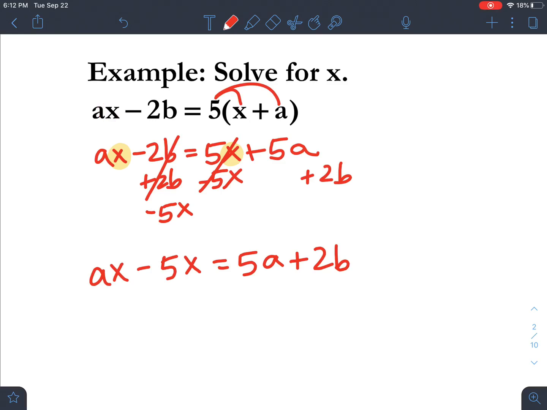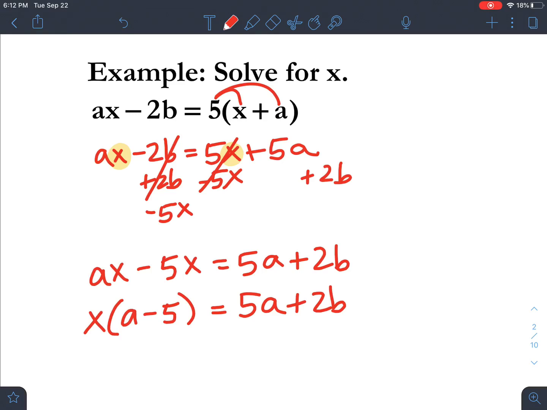So now that we have x's on one side, that's our first goal, we're going to factor out a GCF of x. And the right side is still the same. So now I have x times a minus 5, and that's equal to 5a plus 2b.